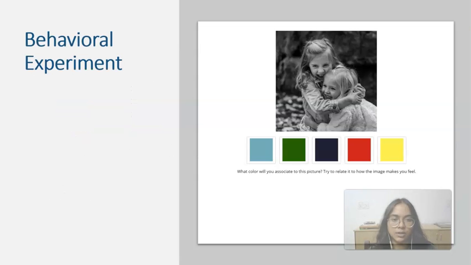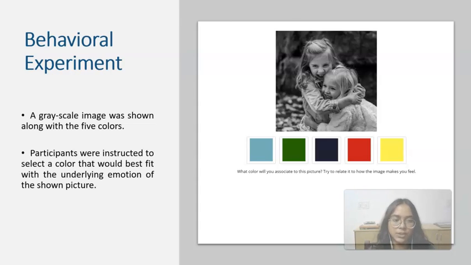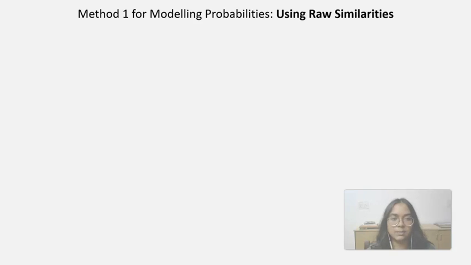The designed experiment looked like this. A grayscale image and 5 colors were shown. Participants had to select a color for the given image. To model probabilities, we present 2 methods.